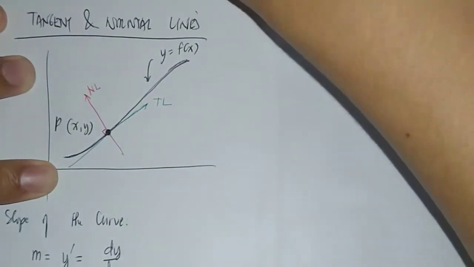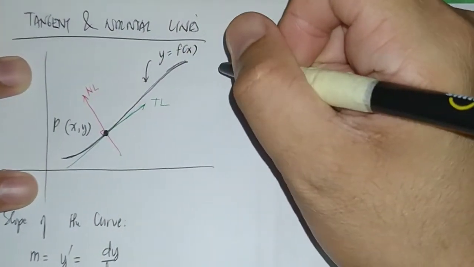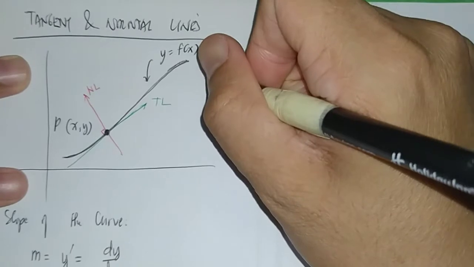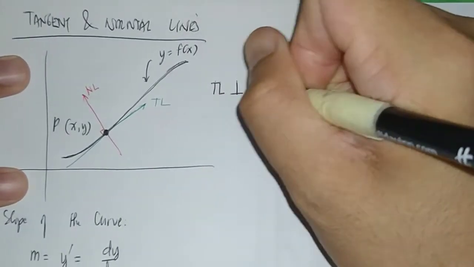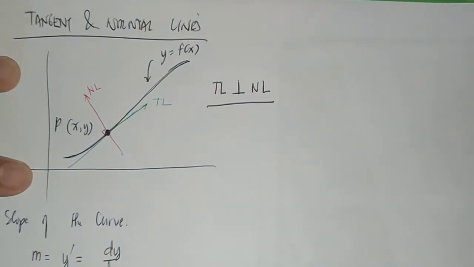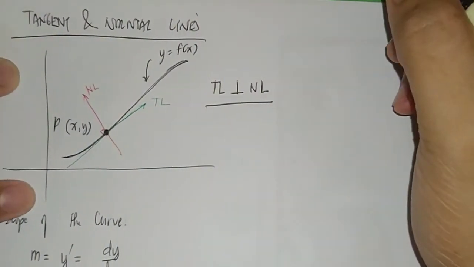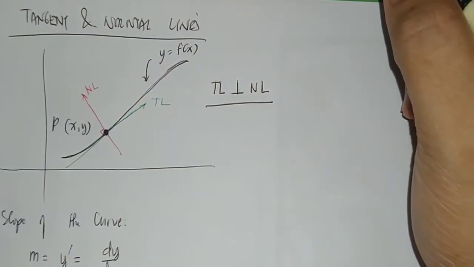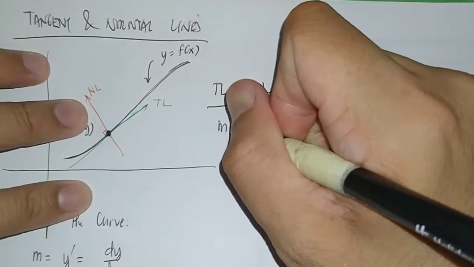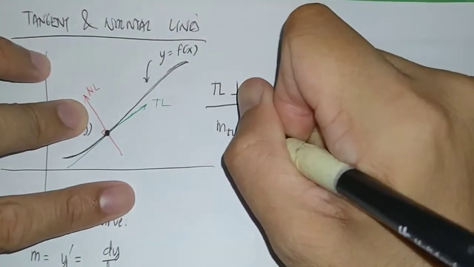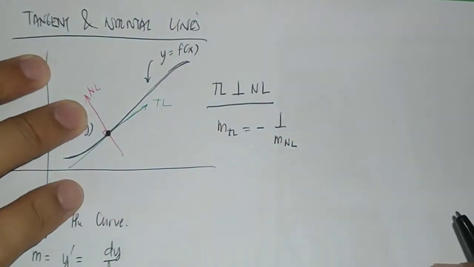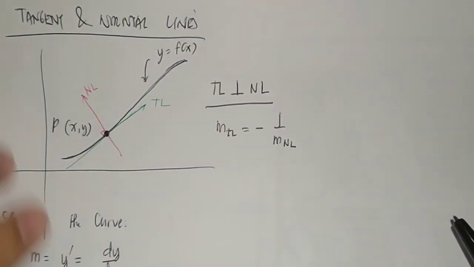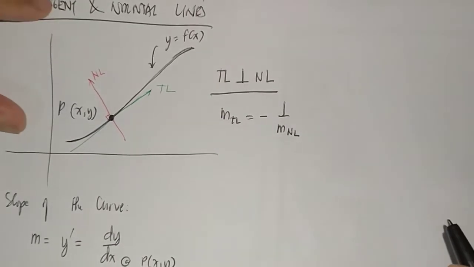Normal means a line that is perpendicular to the tangent line. If the lines are perpendicular, we can say therefore that their slopes are negative reciprocals of each other. It has been discussed in our analytic geometry.